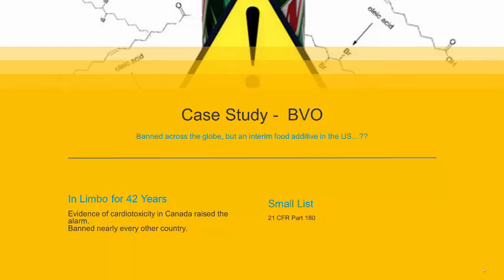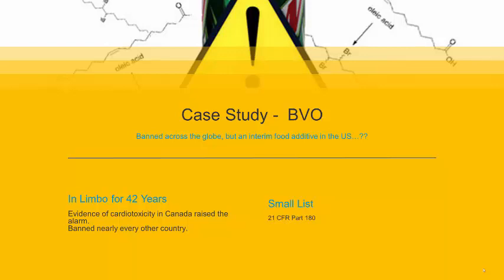Consumers are more concerned about its use, and its disuse in so many other countries. So it's an interesting category. It's this great example of safety going beyond the Delaney clause, beyond concerns of carcinogens, looking at something like cardiotoxicity. But it also raises questions about the adequacy of the safety reviews conducted by the FDA.